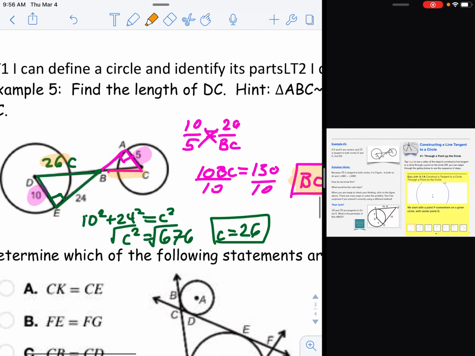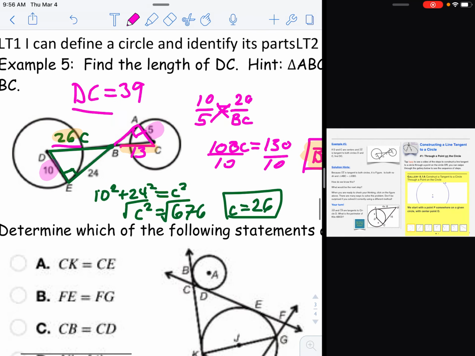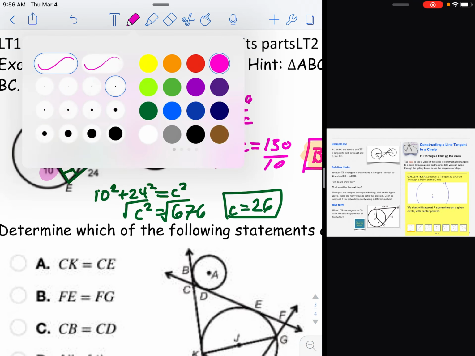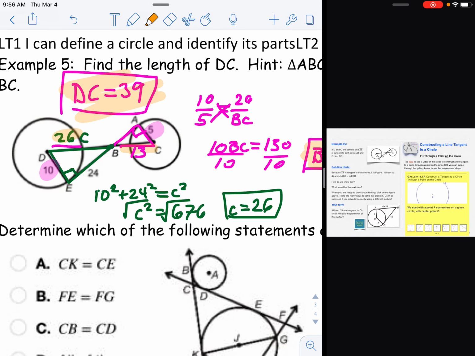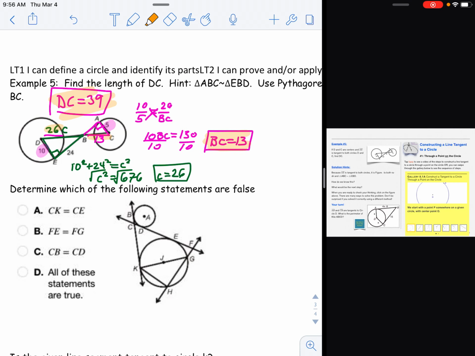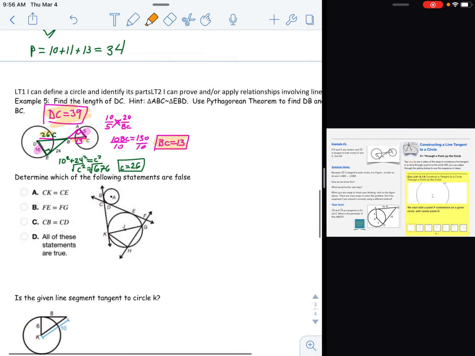All right, oh, it said find DC. Excuse me, I didn't read the problem. So DC, if that's 13, DC, the whole thing, is 39, because you did 26 plus 13. That's the true answer. BC, 13. DC, the whole thing, 39.